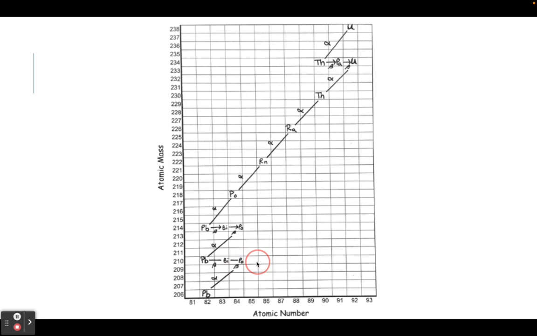And then finally, we're going to do one last alpha decay. So we lose 4 and we lose 2. So we lose 4 in mass, we lose 2 in our atomic number, and we end up with lead-206. And that's where the series stops. So this, ladies and gentlemen, is a good example of a decay series that is well known.